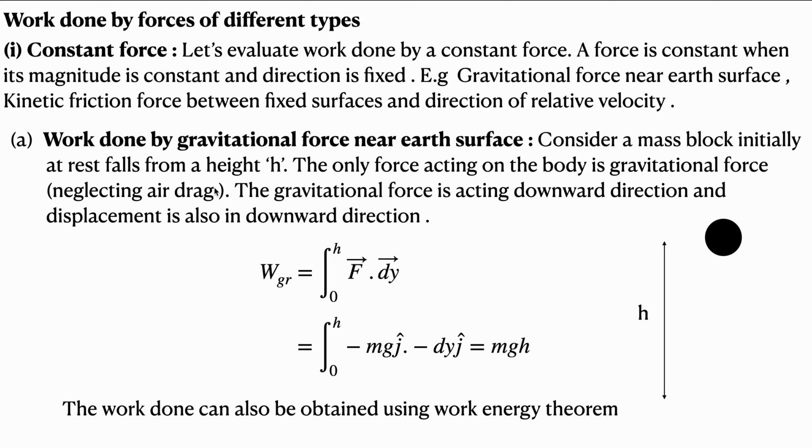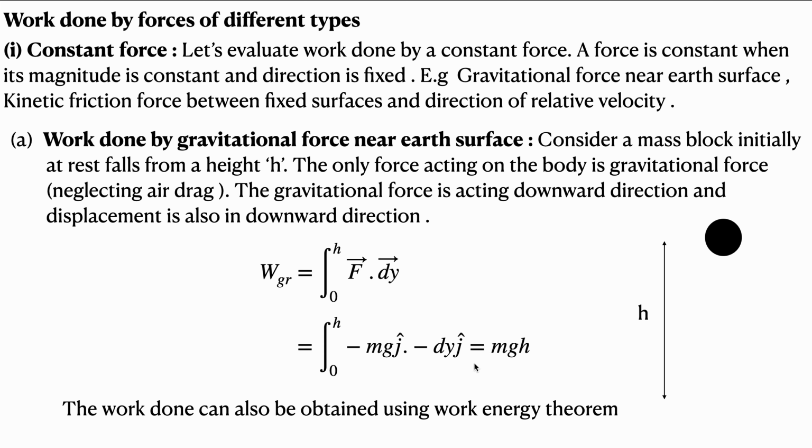A. Work done by gravitational force near Earth's surface, which is an example of constant force. So consider a mass block initially at rest falling from a height h. The only force acting on the body is gravitational force. If we neglect the air drag, the gravitational force is acting in the downward direction and displacement is also in the downward direction. So the gravitational work will be equal to the integral from 0 to h of vector F dot vector dy. If we write the force in vector form as minus mg j cap, the displacement is minus dy j cap, since we are considering upward as positive.